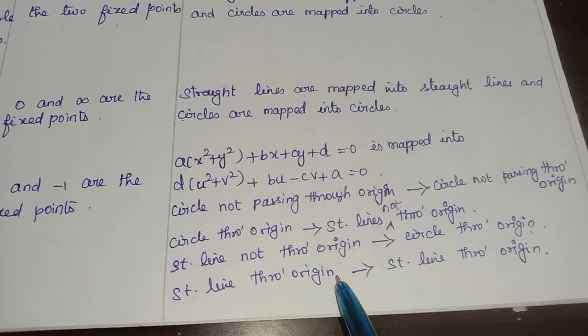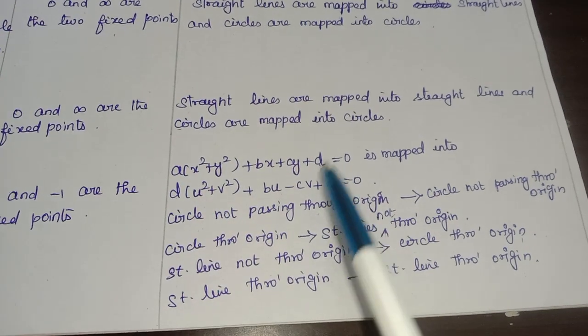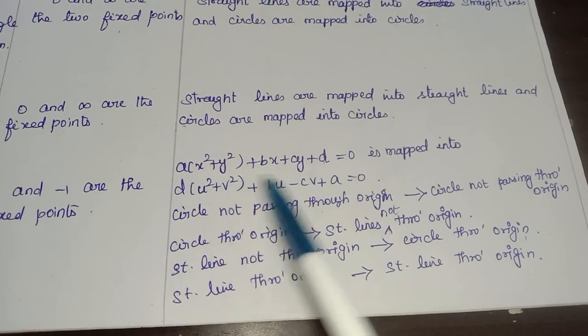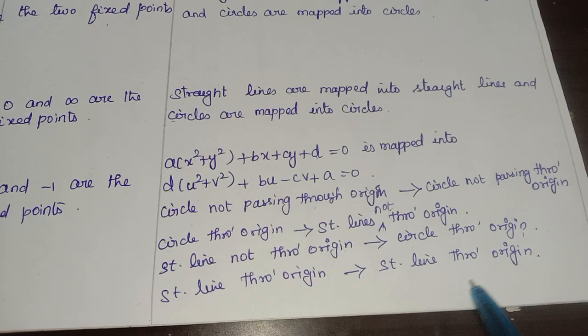Next one, straight line through origin. Straight line means a is 0 and d is also 0. If both of them are 0, you will again get both these terms absent. So you will get only this u and v term. So it is mapped to a straight line through origin.